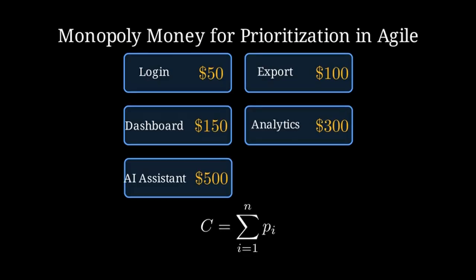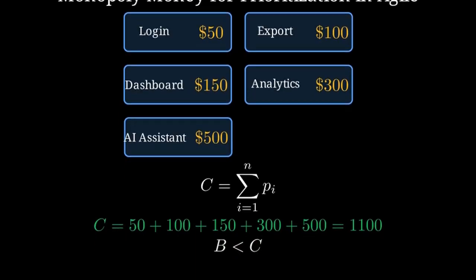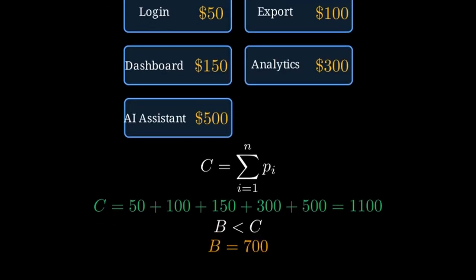We can summarize the total cost with a formula. Let C be the total cost, which is the sum of all feature prices. For this example, the total cost is $1,100. Now, we give stakeholders a budget, but it must be less than the total cost. This scarcity is what forces prioritization. For example, the budget could be $700, so B is less than C.